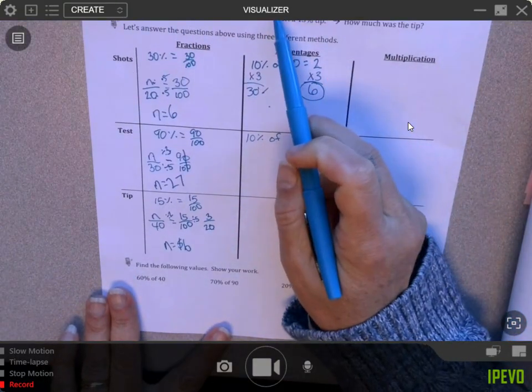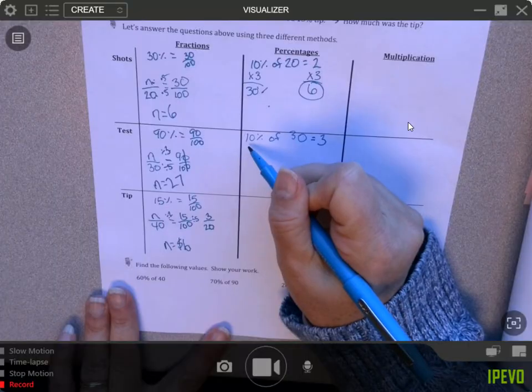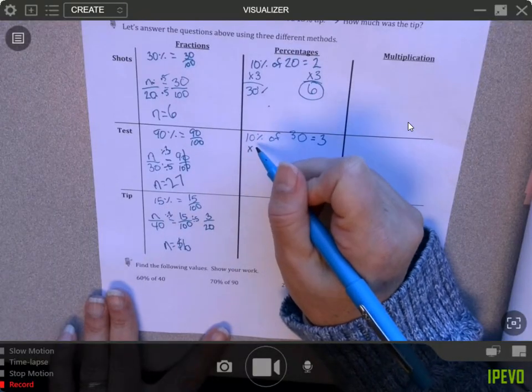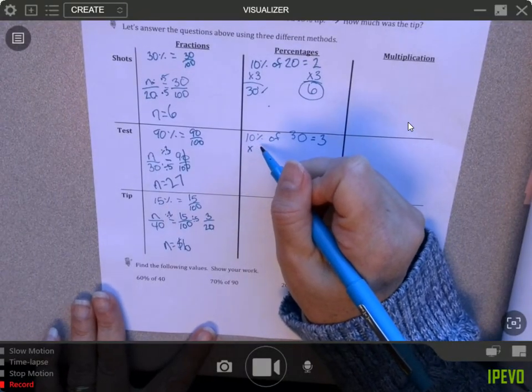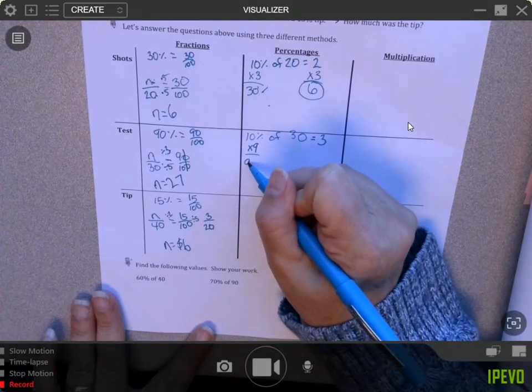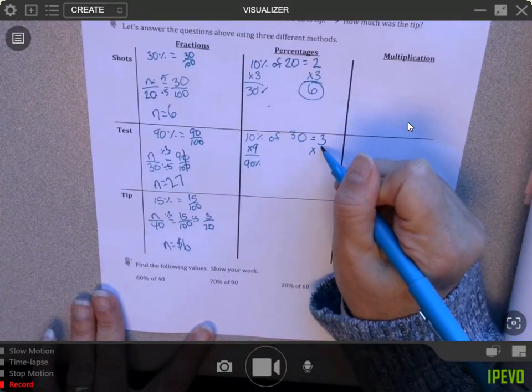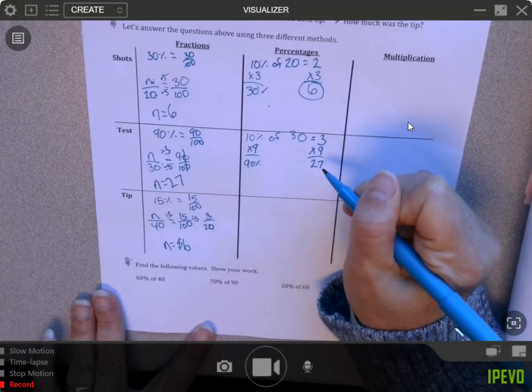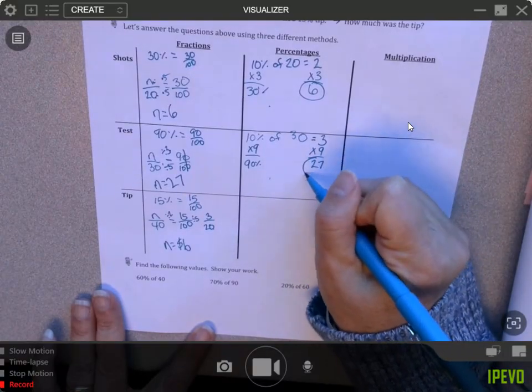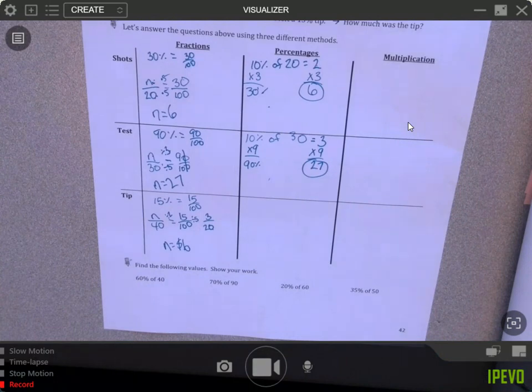Now we know she got 90%. So what did we multiply that 10% by to get to 90, Amala? 9. So if I multiplied this side by 9, I have to multiply this side by 9. And I get that 27 was her score.